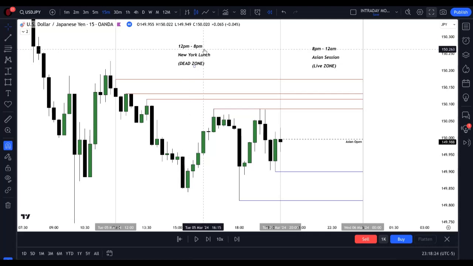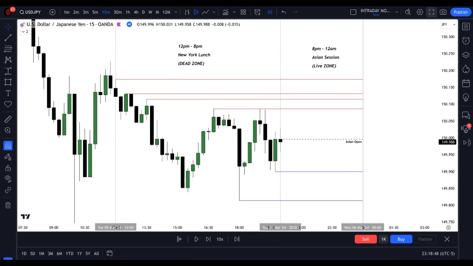Between 12 p.m. and 8 p.m., this is the New York lunch session. This is the dead zone. We're calling this the dead zone because this is where the market is likely to consolidate and accumulate. Market makers or the algorithm is building in market sentiment. Buy stop orders and sell stop orders are building up within these couple of hours. We see it time and time again.